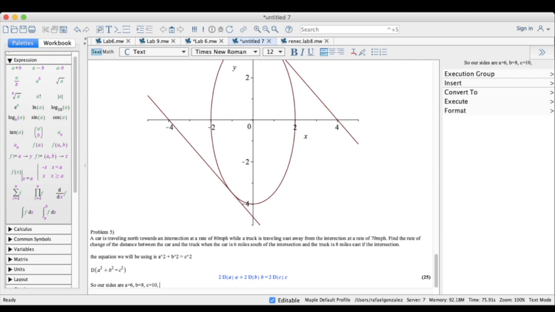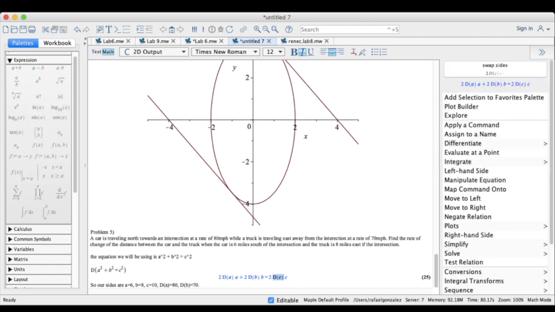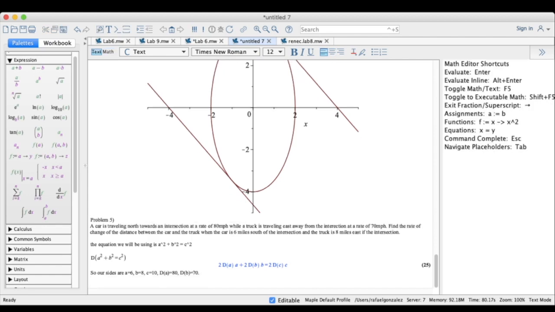We know that dA is given. dA is going to be 80. And we also know what dB is. dB is 70. So all we are missing here is to find out what dC is. That's the only thing that is missing. We have the value for c. We know that the 2's are constants. We have the values for a, b, dA, and dB. So all we have to do is use a solve command and substitute accordingly. So we could use solve.